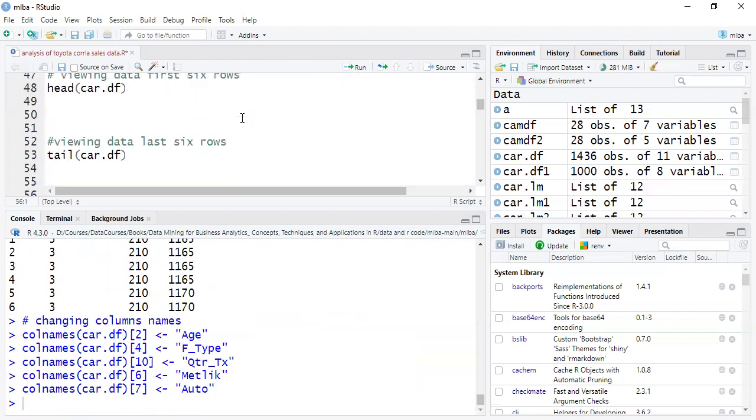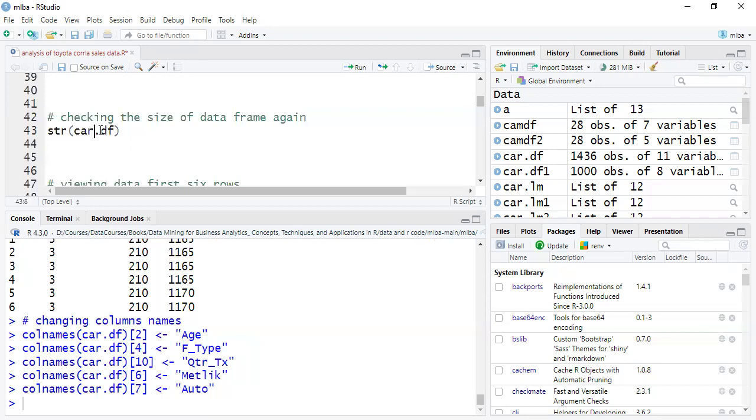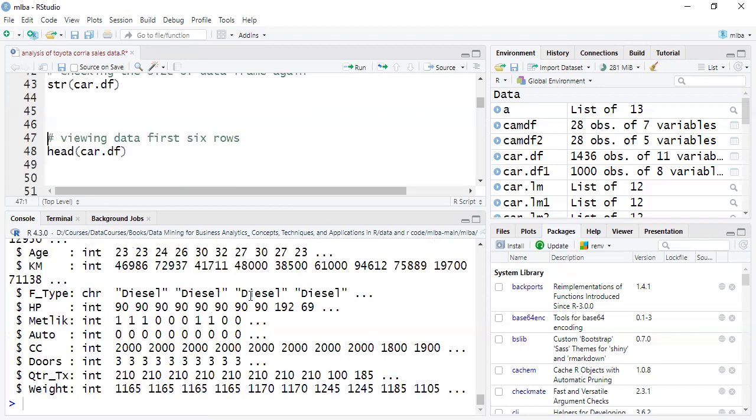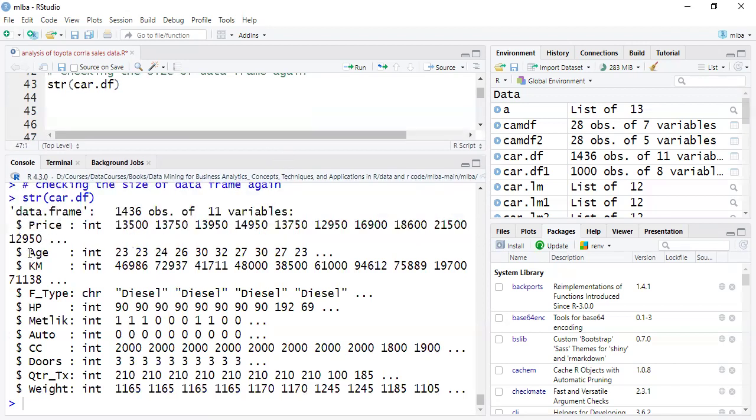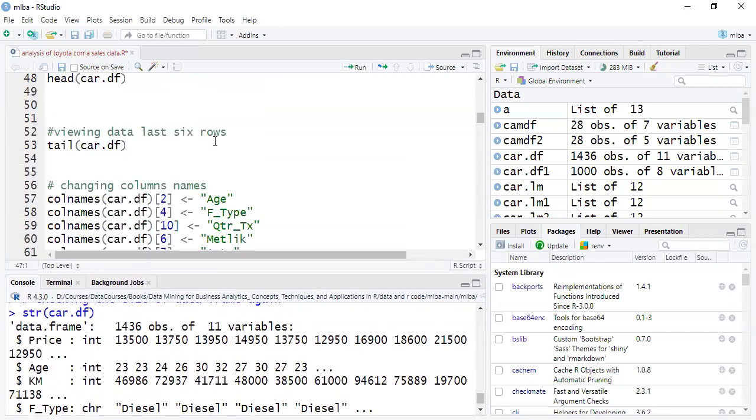Now I want to check whether the name of the column has been changed or not. Now you can see age. It is not age August 2004, it's now age only. F type, not fuel type, is a large name, so I reduce the column name. Metallic and automatic, so these are the few columns whose names I changed. Now quarterly tax, I reduce the column name to quarterly tax.